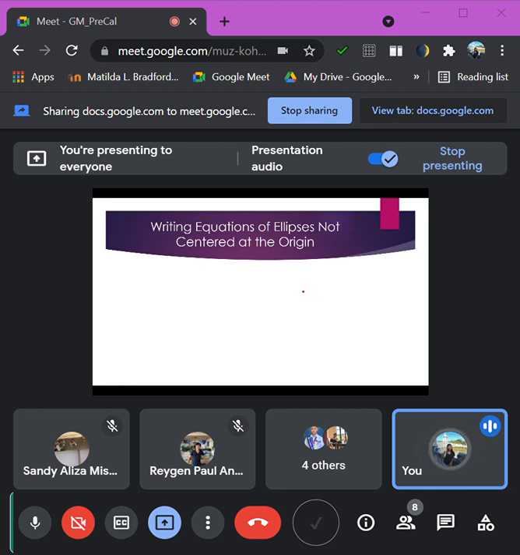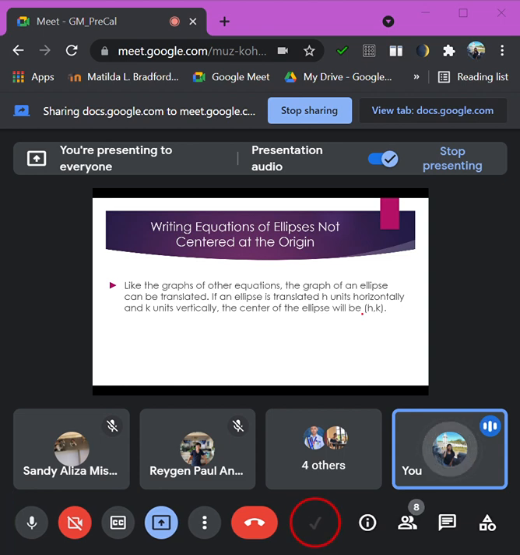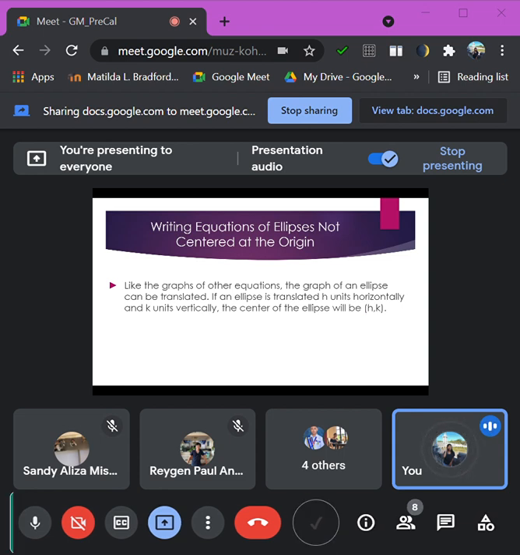So if not in the origin ang ato ang center, we are going to have, like the graphs of other equations, the graph of an ellipse can be translated. An ellipse is translated by h units horizontally and k units vertically. So the same as what we have in our parabola, we're going to use HK as our center. Okay, unsa gaytoy pares sa H, class? X or Y?